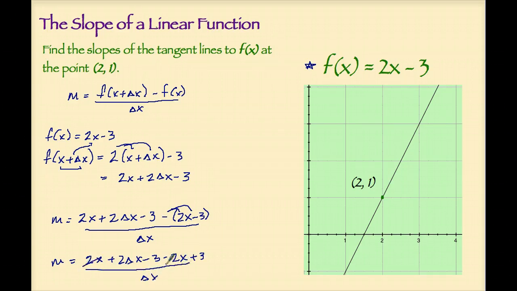Notice that 2x and negative 2x cancel, negative 3 and 3 cancel, leaving us this simplified expression, 2 delta x over delta x. The delta x's cancel, and we find that our slope is 2. Now notice that because the slope is constant in this function, we found that the slope was a constant number. If the slope was variable, there would have been maybe a variable here, 2x or 2x plus 2 or something like that. When we find the slope is variable on a curve, it's not going to come out to be just a single number as it did here because we have a line and a constant slope.